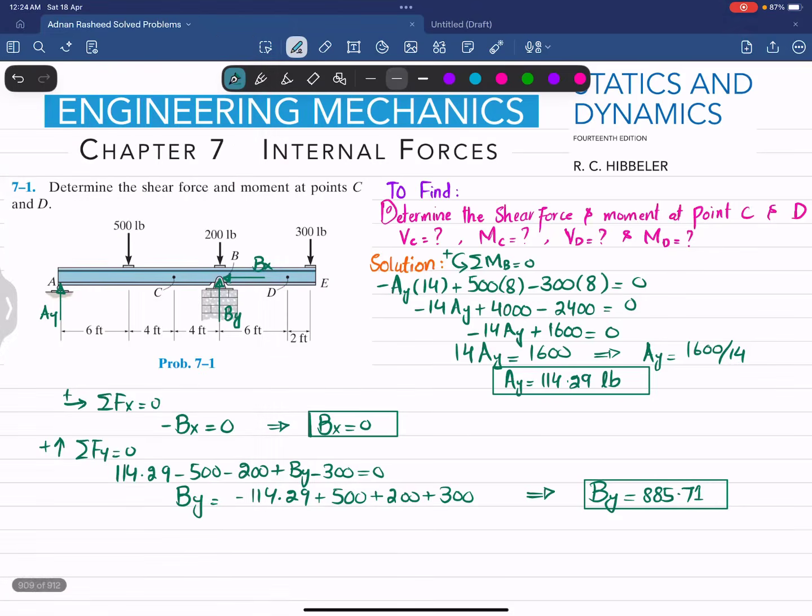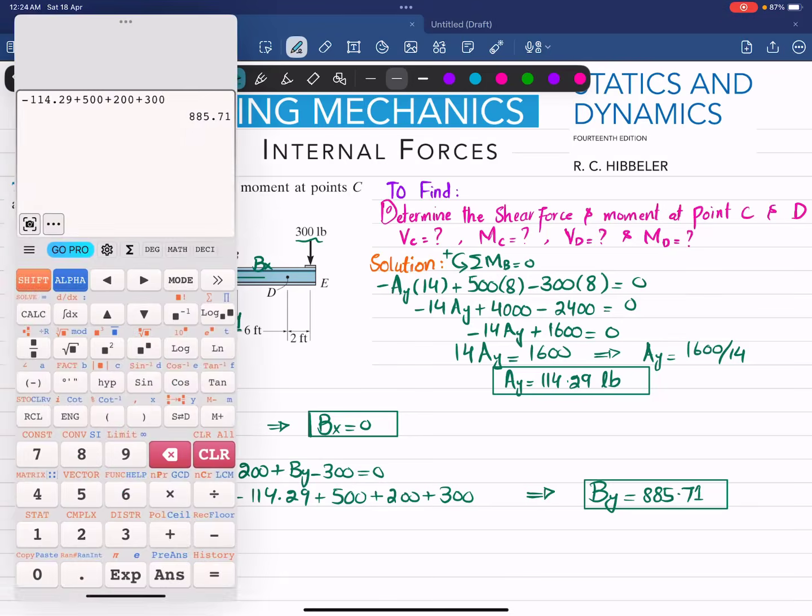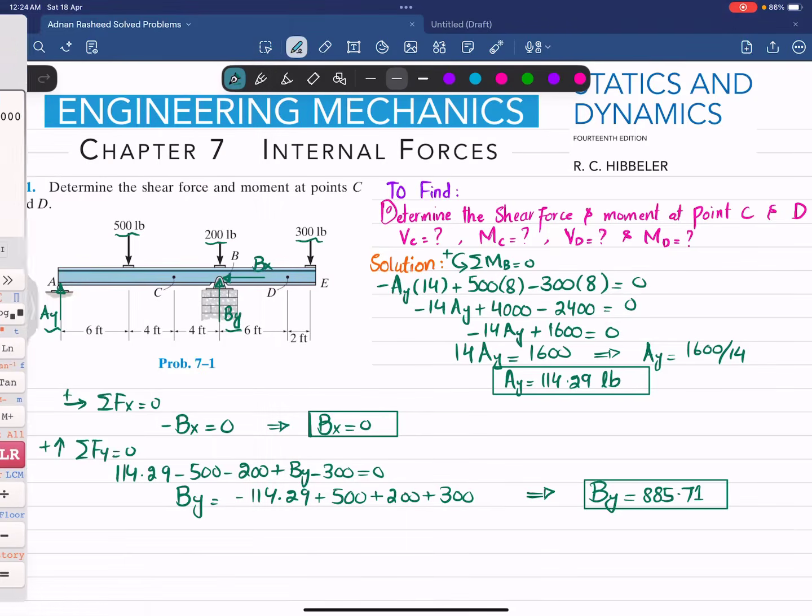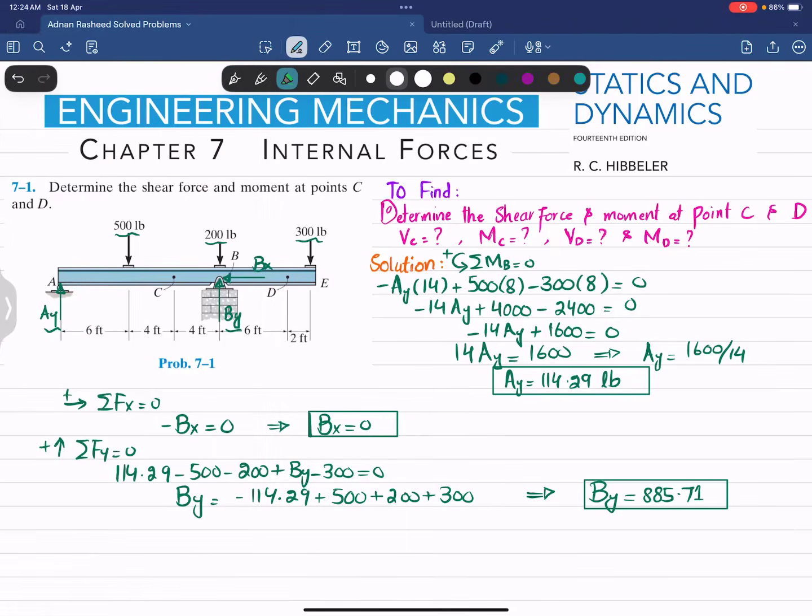Now you can confirm it. If you add all these forces, the total is 1000, and if you add AY and BY, it should also be 1000. So 885.71 plus 114.29 is 1000. It means that AY and BY are correct. So up till now we have found AY, BY and BX.